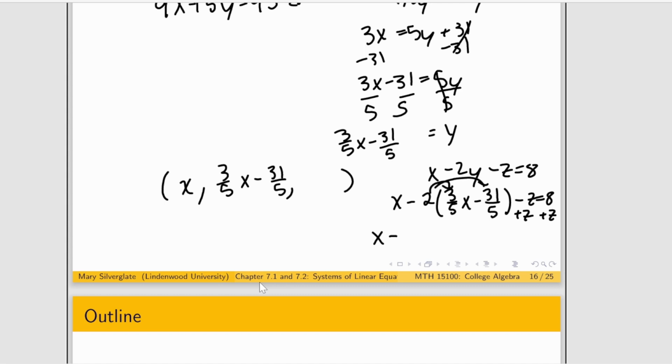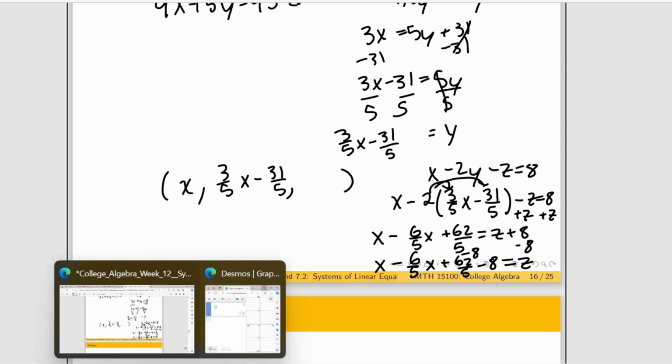2 times 3/5 gives us negative 6/5 x. Negative 2 times negative 31 gets us positive 62/5 equals z plus 8. Then I want to subtract 8 from both sides. So x minus 6/5 x plus 62/5 minus 8 is equal to z.